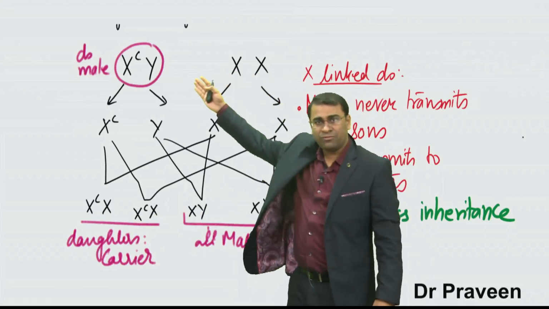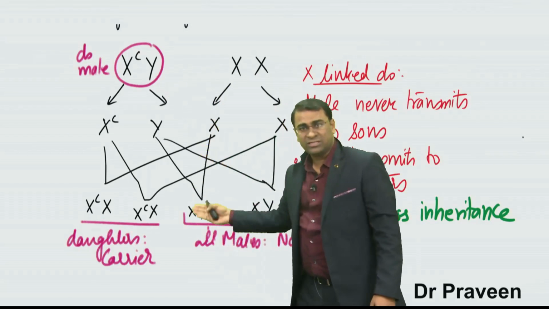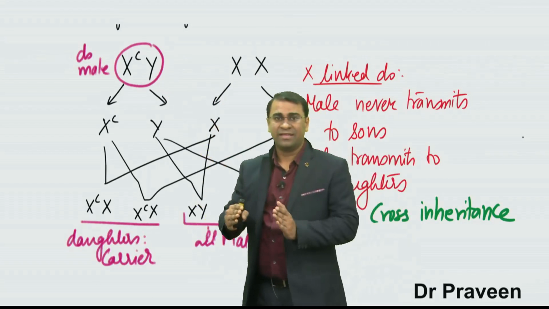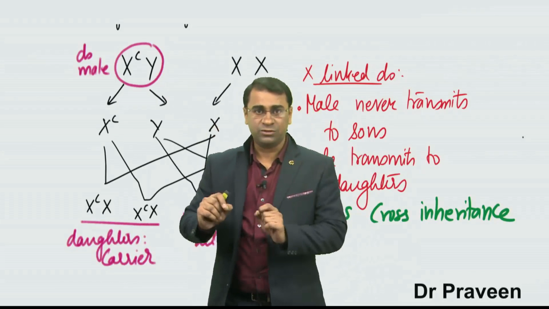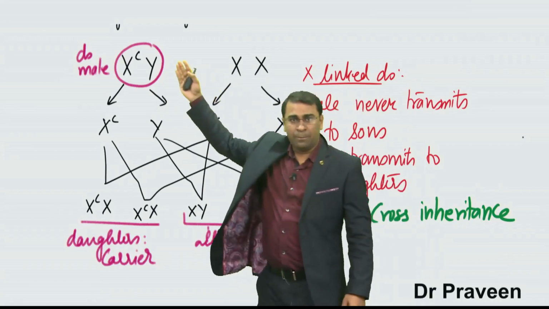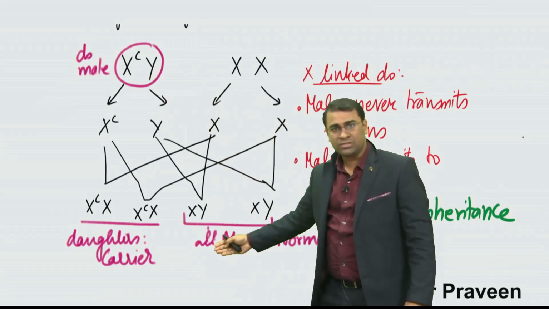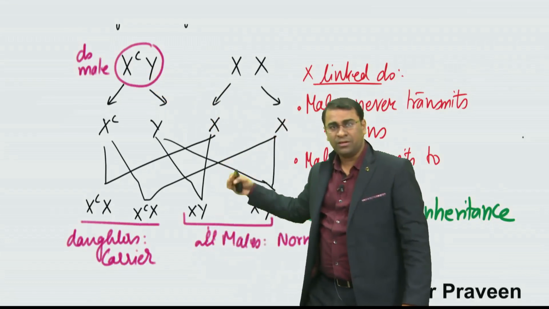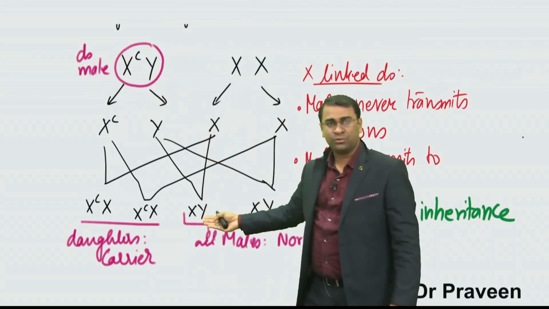Who was diseased above? Male. And who is diseased now? Daughters are being carriers while the sons are normal. This means, in X-linked disease, the male can never transmit to son. Got the point? In X-linked disease, the male will never transmit to son.